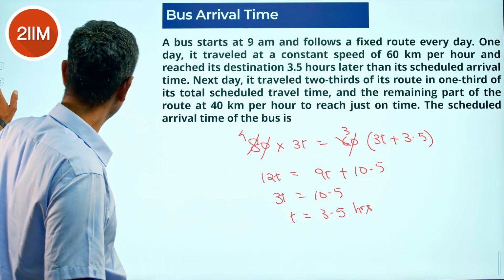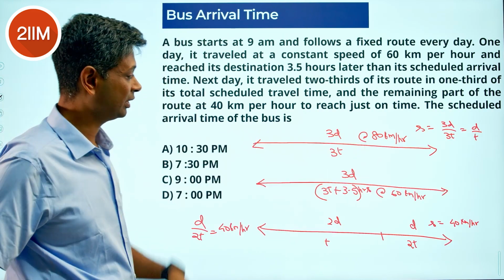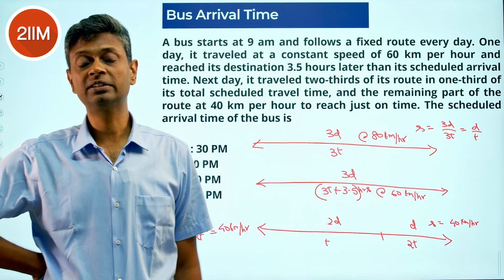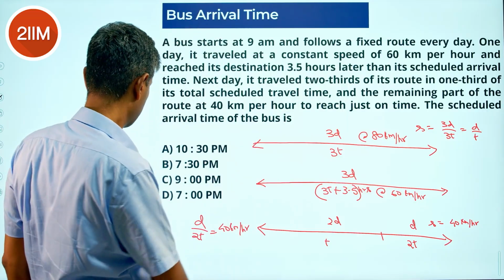So what is the scheduled arrival time of the bus? It starts at 9 a.m. and takes 10.5 hours. 9 a.m. plus 12 hours is 9 p.m. Minus 1.5 hours, 10.5 hours gives 7:30 p.m. Yes, it's there.